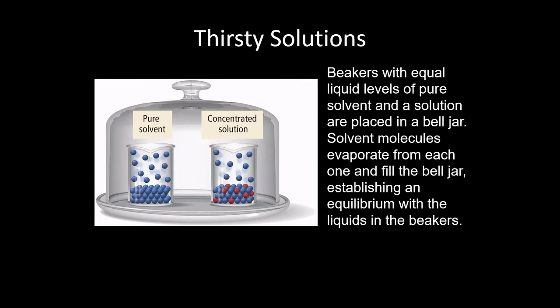One of the cool side effects of this is what we call thirsty solutions, where if you put two different beakers into an airtight container, like you can see here, and one of them is a solution and the other one is not, and the more concentrated the solution is, the better this works. The solvent has to be the same for both, so these would both be water, for example. As long as the two solvents are the same, this will work. As the solvent molecules start to evaporate and go into the gas phase, the pure solvent over here will have more going out into the gas phase than the concentrated solution does.